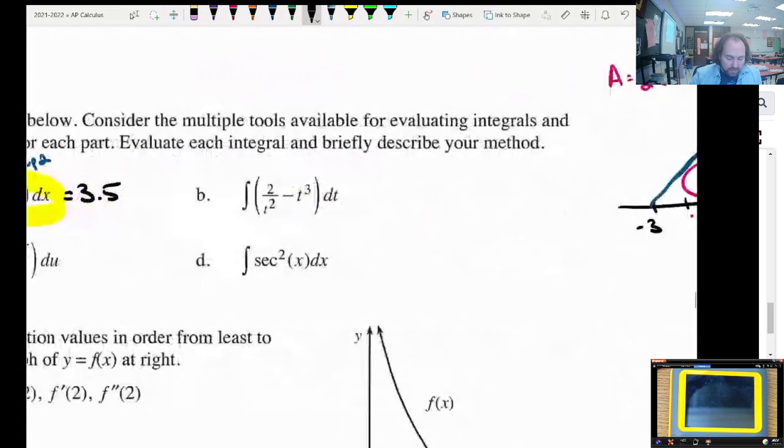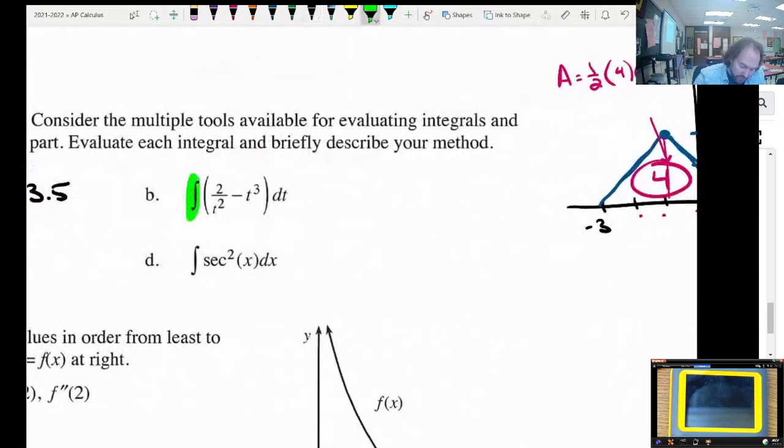Problem B is an indefinite integral, and therefore we're just going to get a formula. It might be a good idea to think about this differently before we start. I notice we have 2t to the -2nd power minus t to the 3rd power in there. So now we just got to think about antiderivatives.